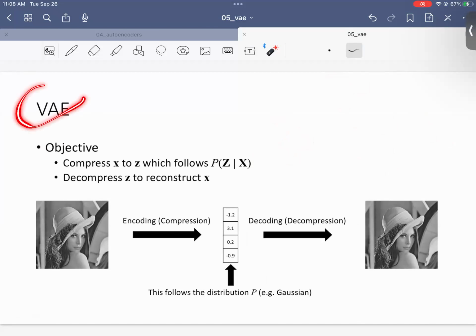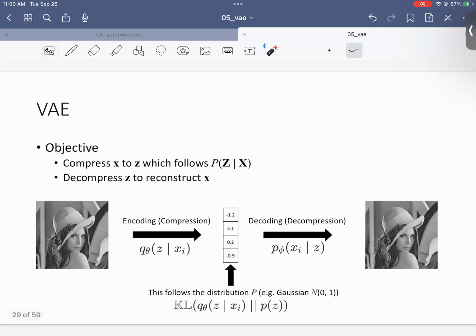But in VAE, there's one more condition, which is that we want the latent space to look like a certain distribution. In our case, we want it to look like a Gaussian distribution. That is the only difference between an autoencoder and a variational autoencoder: you want the latent space to look like a certain distribution, for example, Gaussian. You can think of this as a loss function term.